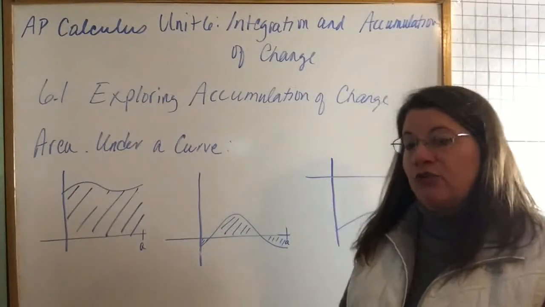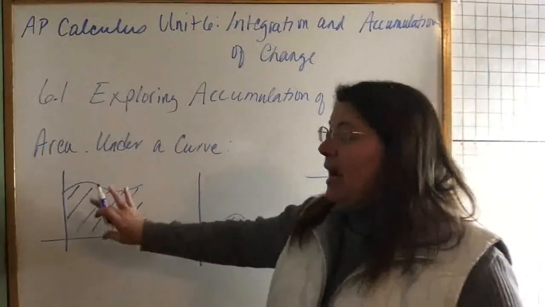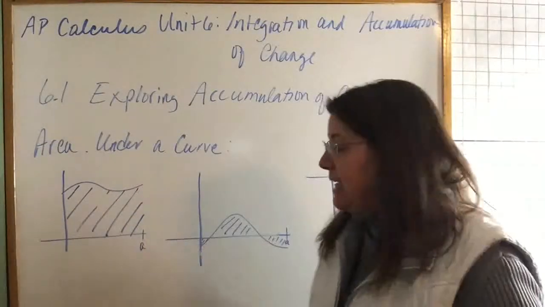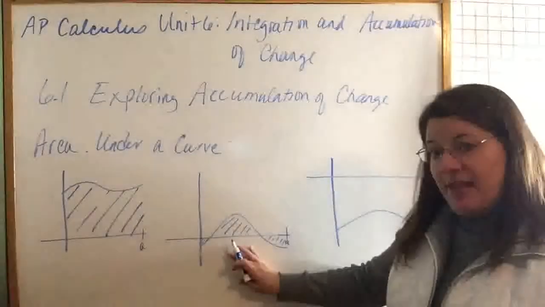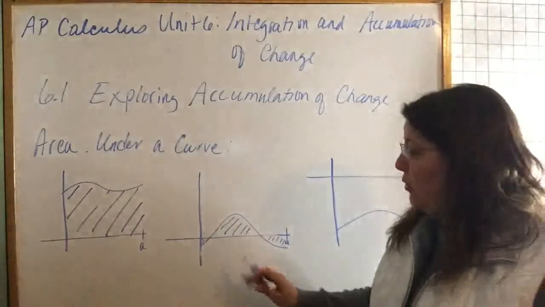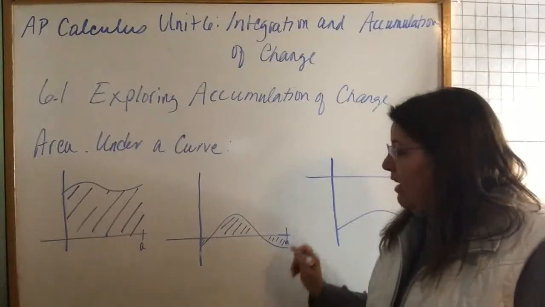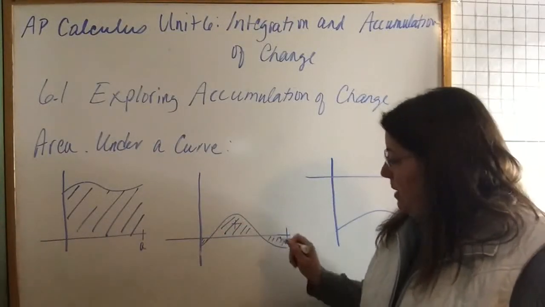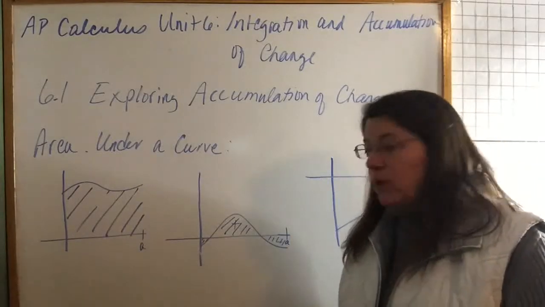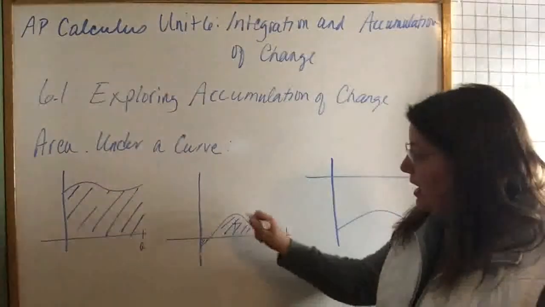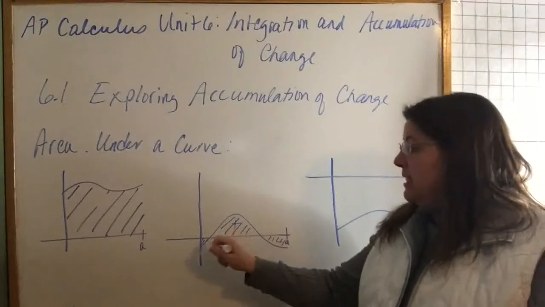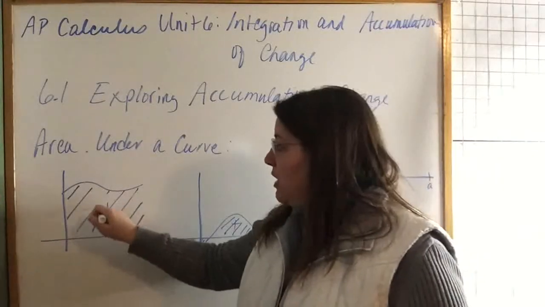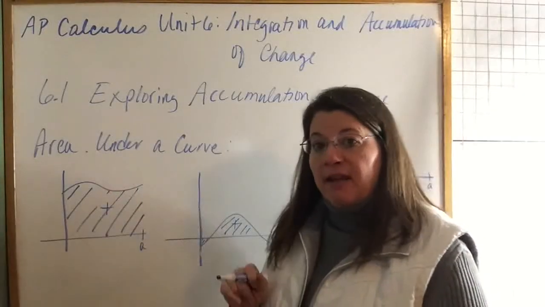Now, one thing you need to understand is if that area is above the x-axis, it's considered positive. But if the area is below the x-axis, it's considered negative. So for this one, if we're finding the area under the curve, this portion up here would be positive, but these two portions down here would be negative. So we would take the area above and subtract from it the areas that are below. Here, this whole thing is going to be positive because it's all above the x-axis.